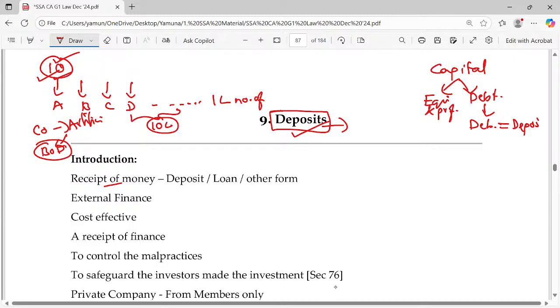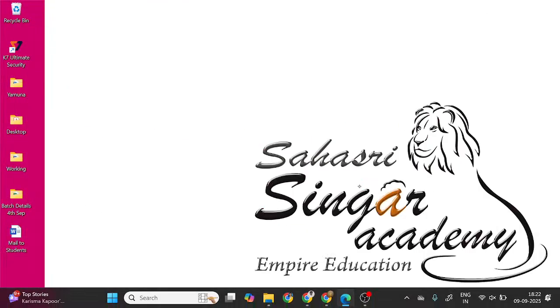You may ask me, what's the difference between debentures and deposits? Debentures, we can say, are long-term borrowing, but deposits are not exactly long-term borrowing because they're going to be minimum only for 3 years. Okay, minimum only for 3 years.